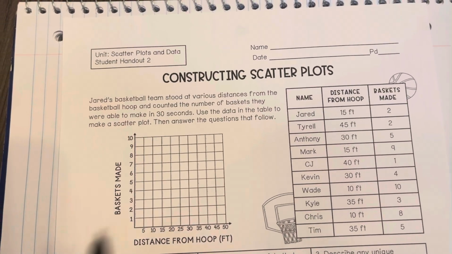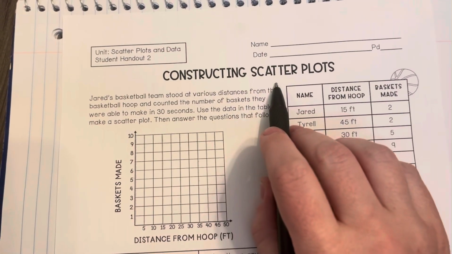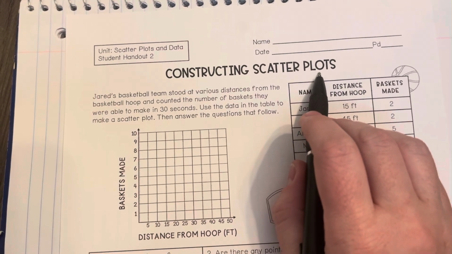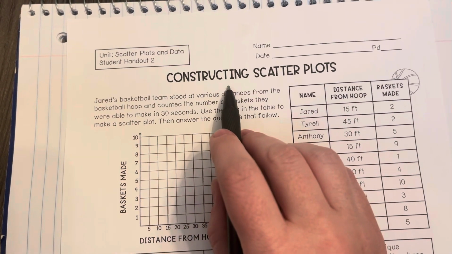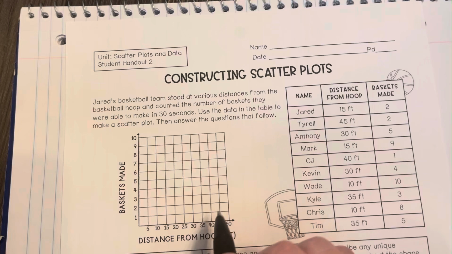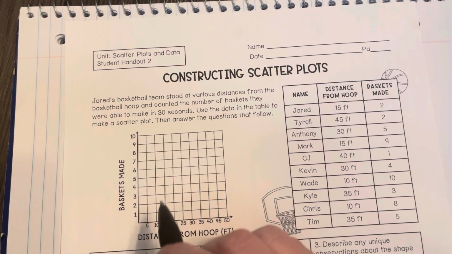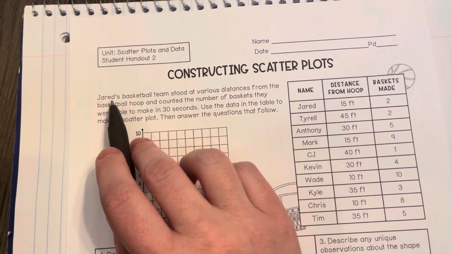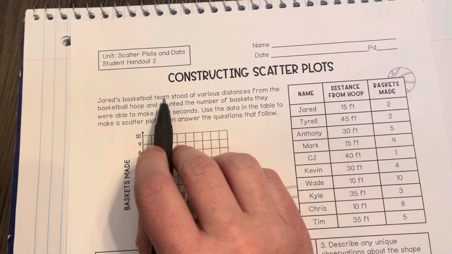Hello class. Today we're going to be constructing scatter plots. What that means, constructing, means to take the scatter plot and just to draw it. So our first example we're going to look at is Jared's basketball team.